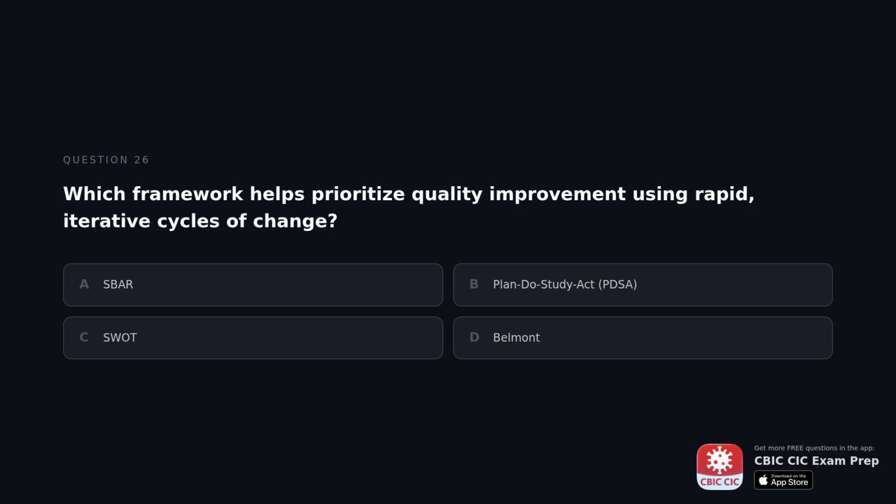Which framework helps prioritize quality improvement using rapid, iterative cycles of change? A. ASPAR. B. Plan-Do-Study-Act, PDSA. C. SWOT. D. Belmont.